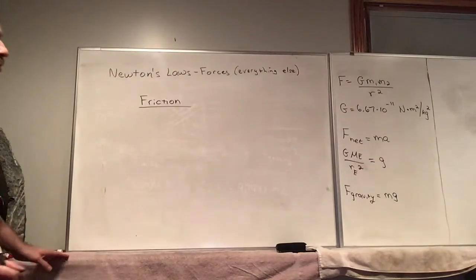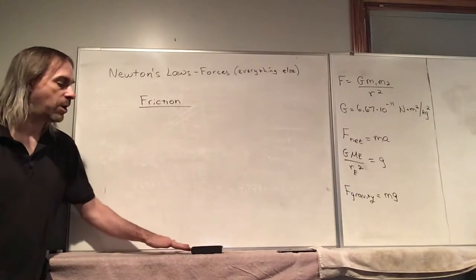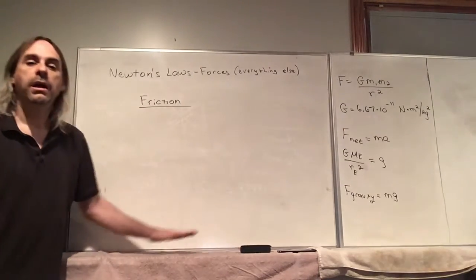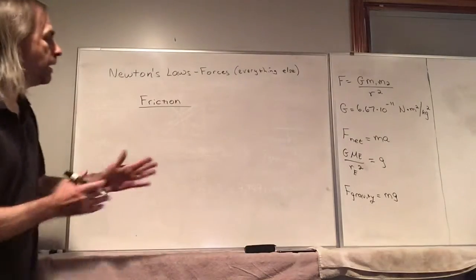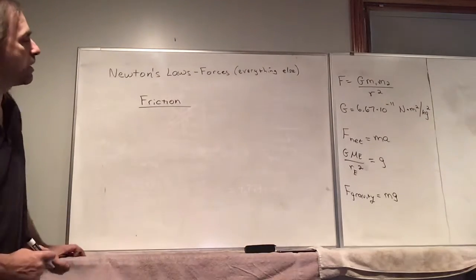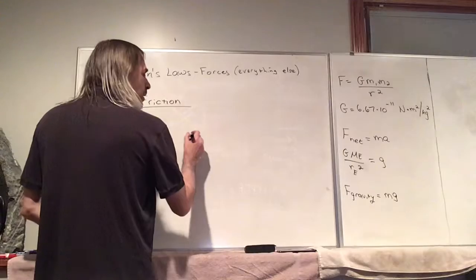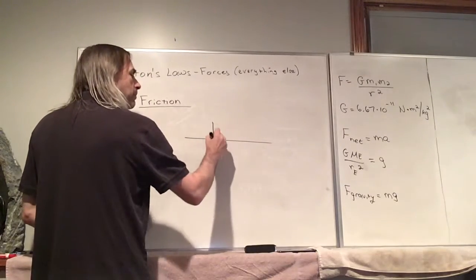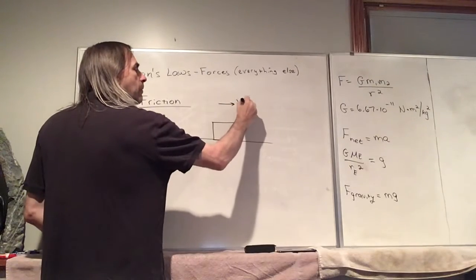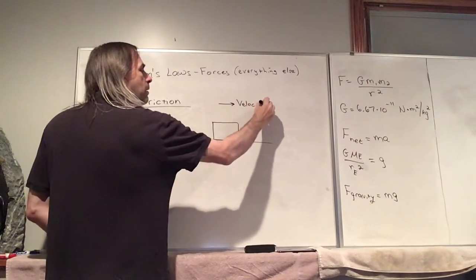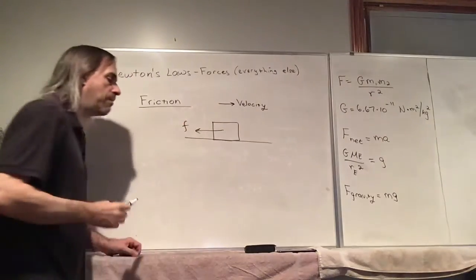And so what I'm doing is I'm sliding this eraser across the surface. This is like one object moving across another, and the force is called friction, which is an opposing force. So again, let's say we have an object that's moving, say, to the right. There's going to be a force called friction opposing that.